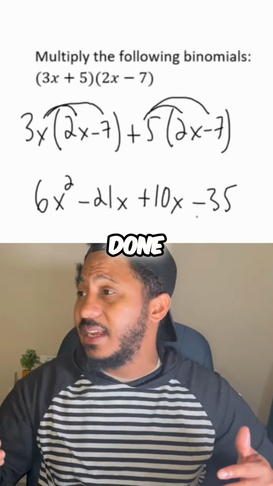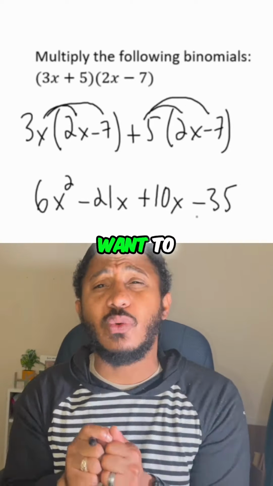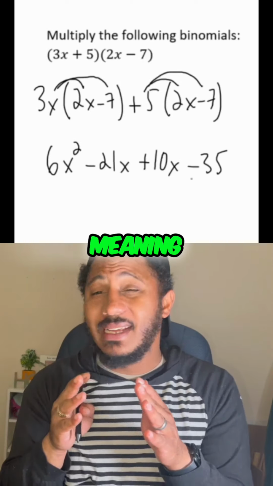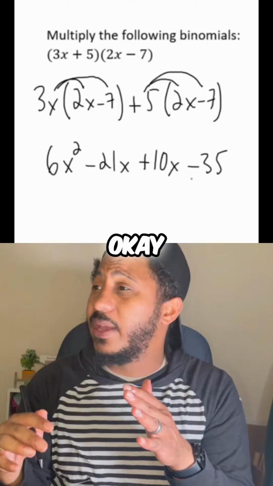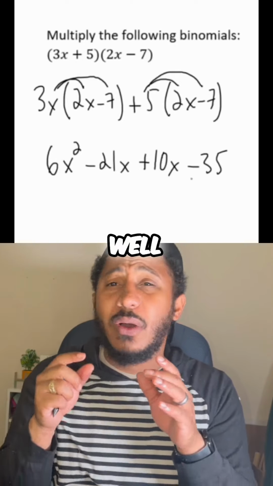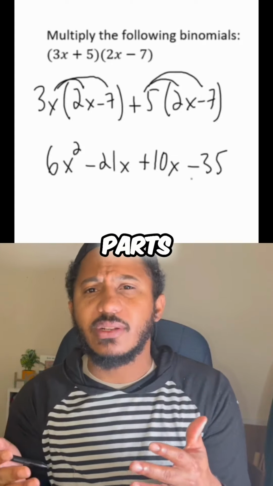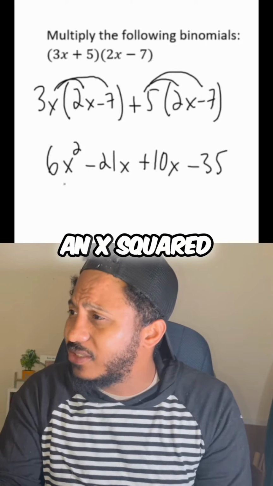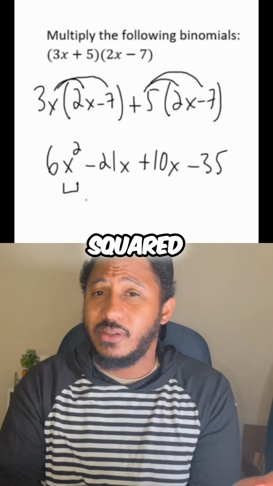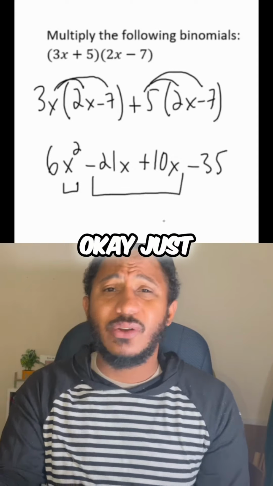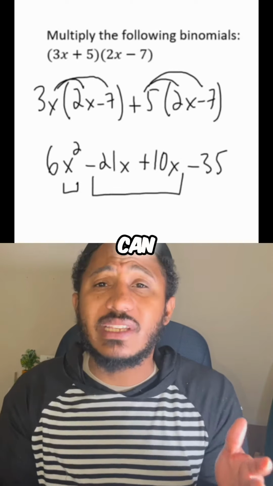All right, so we're pretty much done, except now, when it says multiply, we also want to simplify. Simplify just means kind of make things look a little nicer, meaning anything I can combine, put together. And how we combine those is by things that are like terms, meaning if they have the same variable parts. Like here, the variable part is an x squared. There's no more x squareds that we have here. Whereas here, these two both have an x, just the x. And so those can be combined.